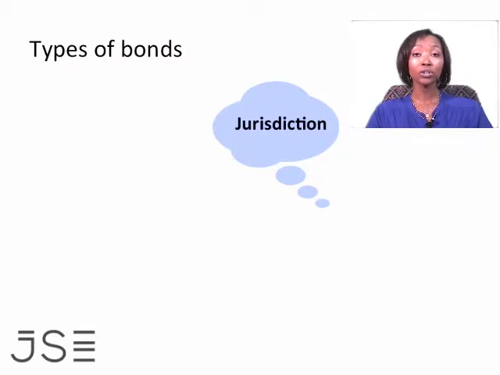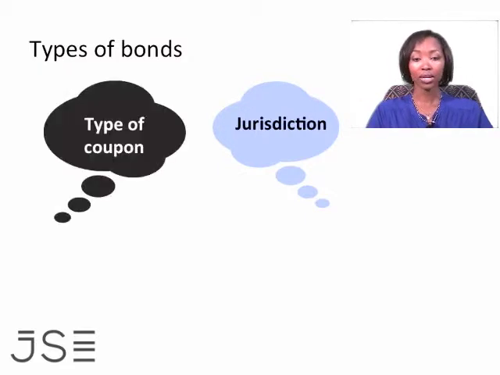Bond issuers, companies, can open themselves up to global investors. So a local company can very well issue a bond overseas that could even be denominated in other currencies like euros or dollars. And then also the type of coupon.